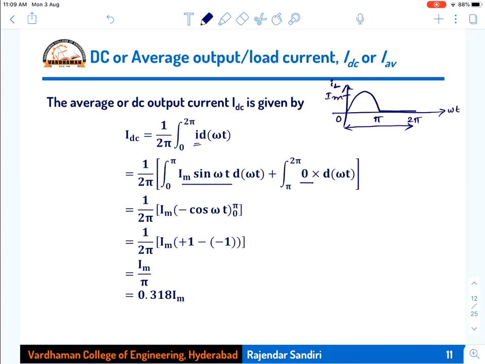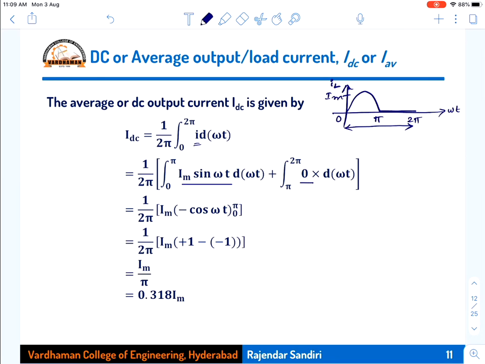Then after that 1 by 2 pi, this Im is constant, you can take it outside, and integral of sin omega t will be minus cos omega t, and the limits are 0 to pi. And the second term here is integral of 0 d omega t is 0, therefore I'm not taking the second term. Then 1 by 2 pi Im is constant. Now you substitute the limits here.